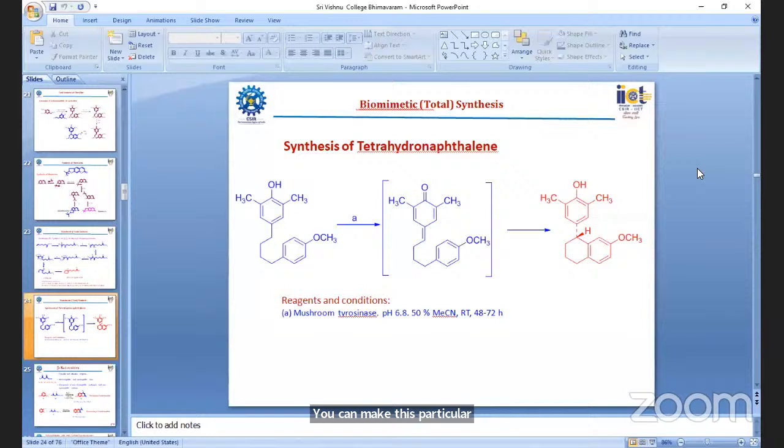For the final transformation to make the chiral compound, you can use the mushroom tyrosinase, maintaining the pH in the presence of acetonitrile solvent. So this is the biomimetic total synthesis to make the tetrahydronaphthalene derivative. This is the carbocyclic, and that is the heterocyclic compound. Next, sir.